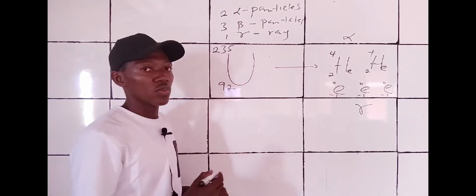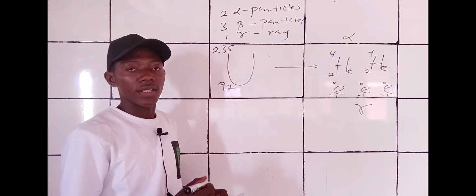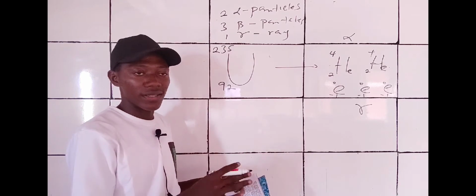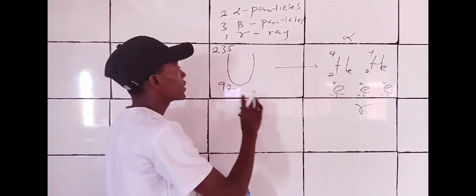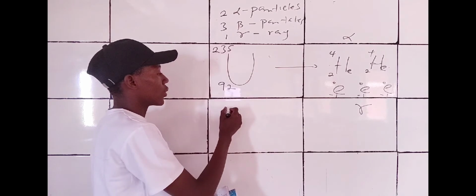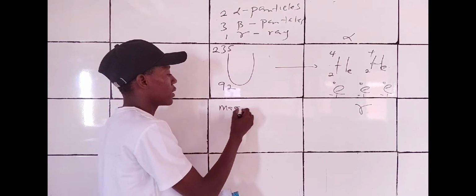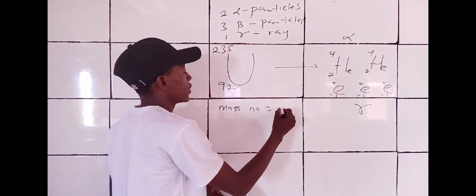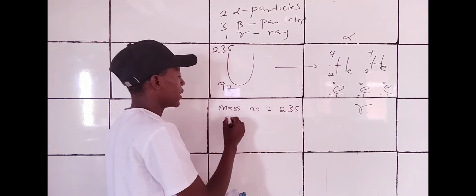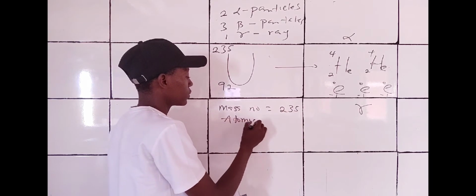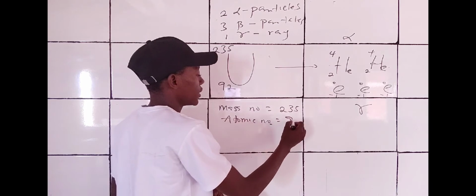So now what is going to be the resulting mass number and the atomic number of the daughter cell? Now we have this. So this is the mass number of uranium. The mass number is 235 and the atomic number is 92.